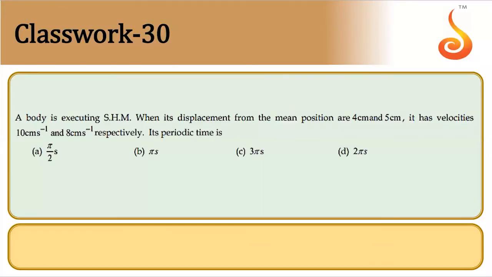A body is executing simple harmonic motion. When its displacements from mean position are 4 centimeter and 5 centimeter, it has velocities 10 centimeter per second and 8 centimeter per second respectively. Then its period is pi by 2 seconds, pi seconds, 3 pi seconds, or 2 pi seconds. Note this: at displacements 4 centimeter and 5 centimeter, velocities are 10 and 8.